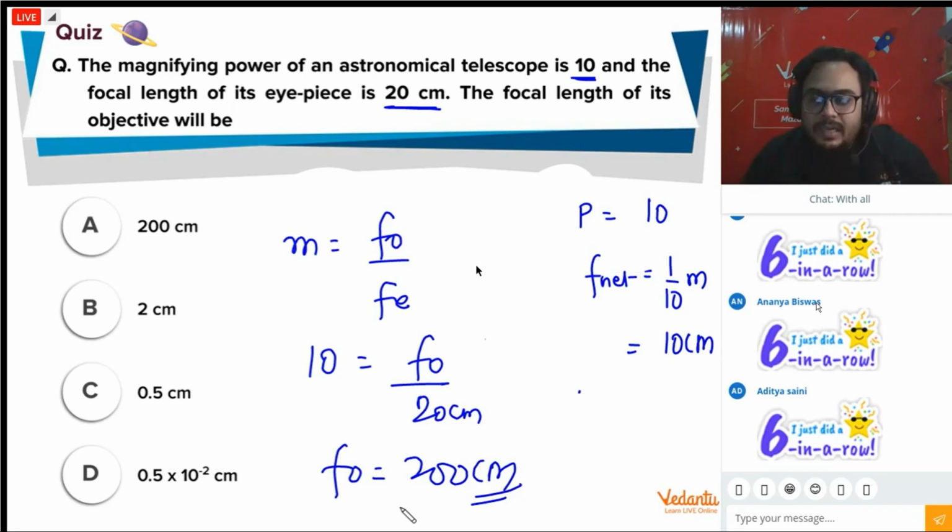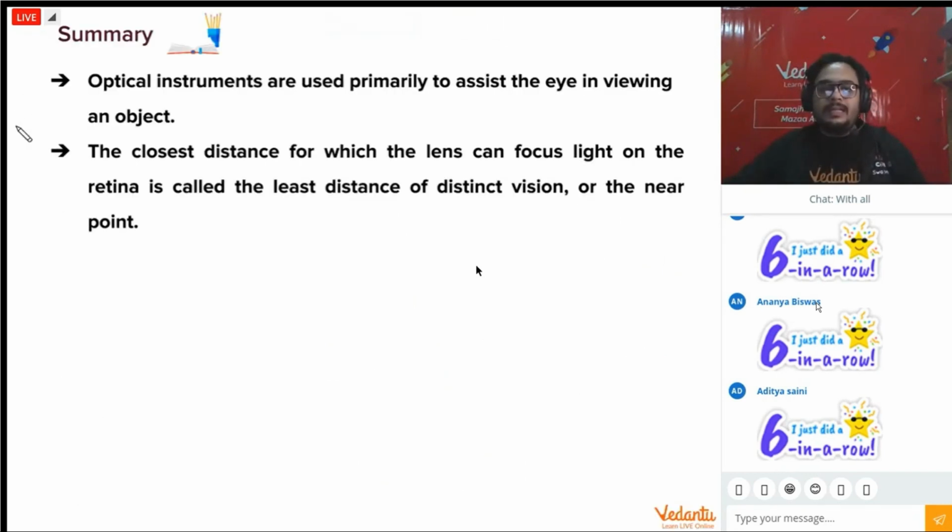Taking many classes a day, my brain is now starting to freeze. My mistake. Chaliye. Let us see. Basically, we have studied about a simple microscope, compound microscope, and telescope. General formulas. Okay.